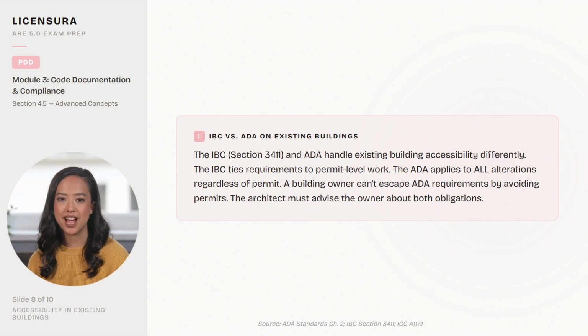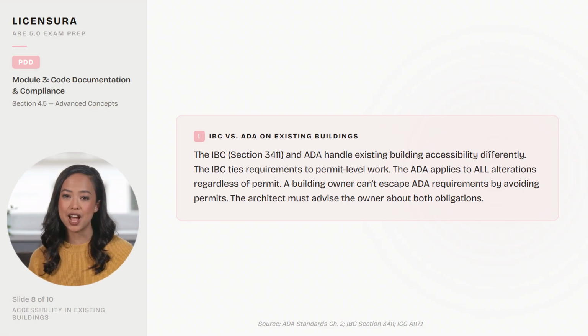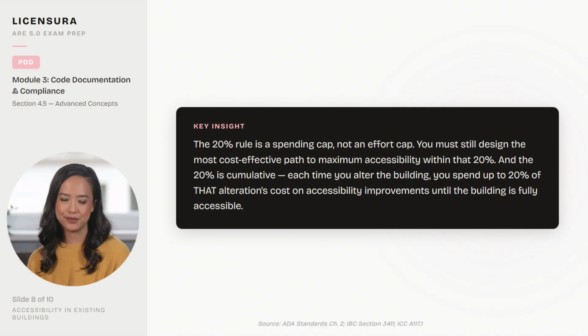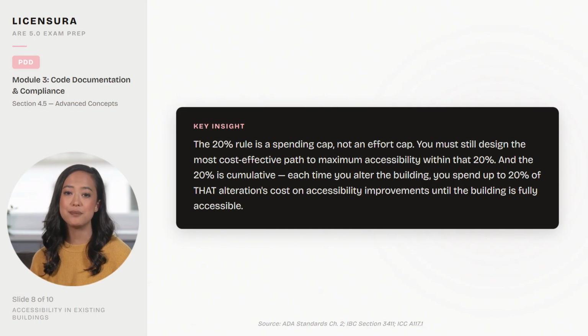The ADA applies to all alterations regardless of permit. A building owner can't escape ADA requirements by avoiding permits. The architect must advise the owner about both obligations. Here's the key insight. The 20% rule is a spending cap, not an effort cap. You must still design the most cost-effective path to maximum accessibility within that 20%.